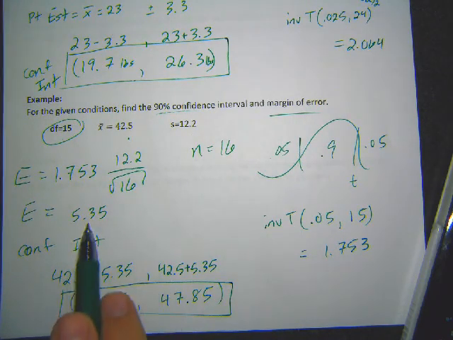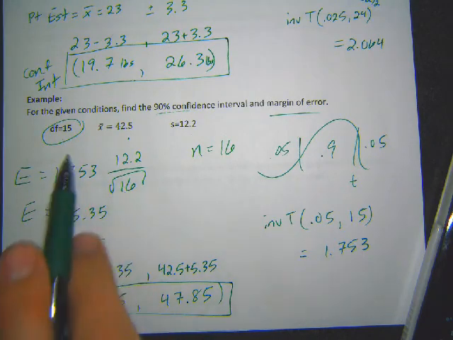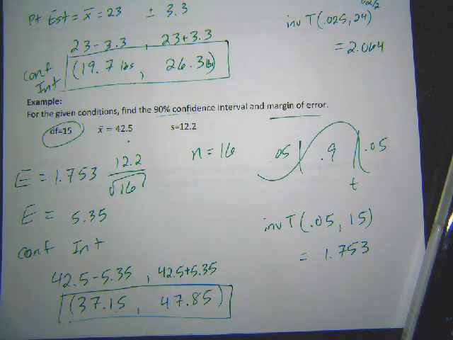Again, you get a smaller margin of error because you had a lower confidence level, even though we had a really small sample size of only like 16 people. So that's the idea. Now all this, you can do with a calculator. You don't have to do this by hand.